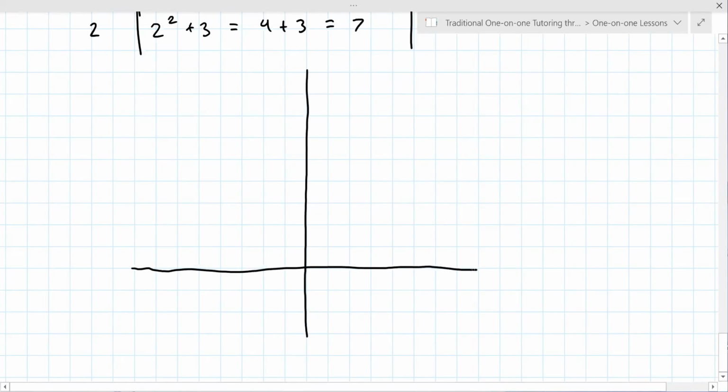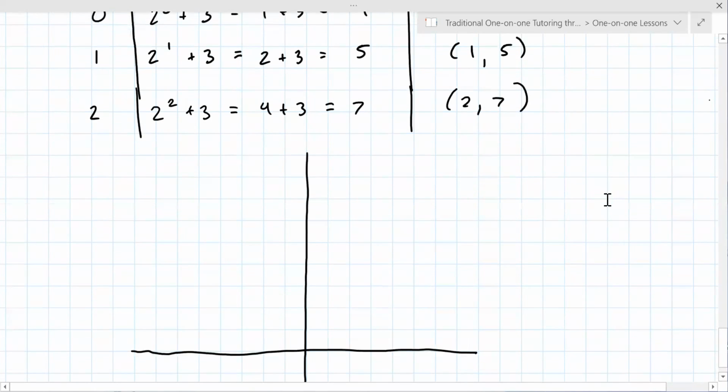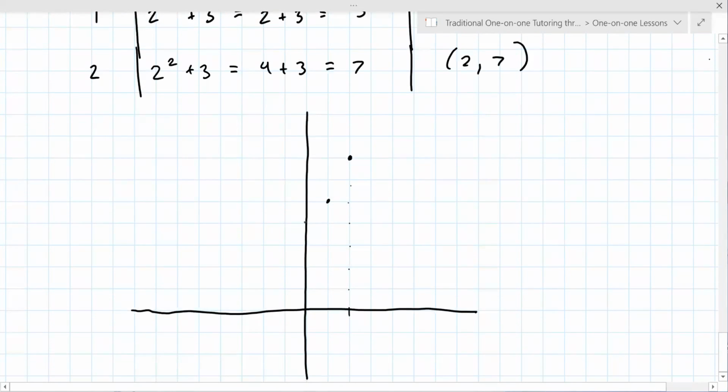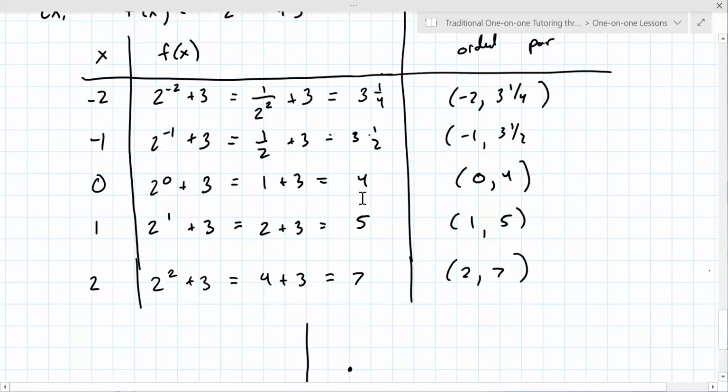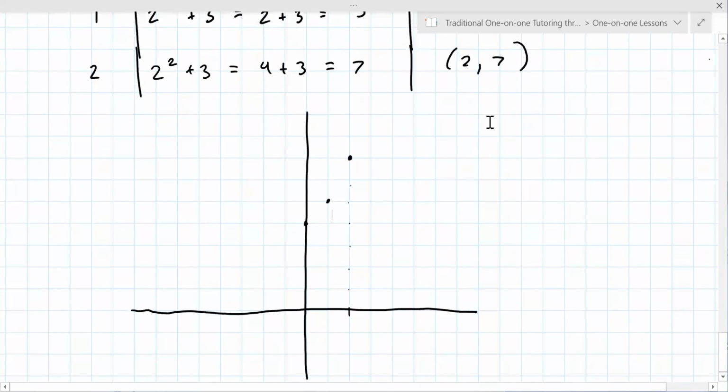They generally don't. Sorry. So the first point I'm going to graph from the bottom here is 2, 7. So 2, then 1, 2, 3, 4, 5, 6, 7. Then 1, 5: 1, 2, 3, 4, 5. What do we got next? 0, 4. And then this is where it gets a little dicey. So it's -1, 3.5. And then it was -2, 3.25.